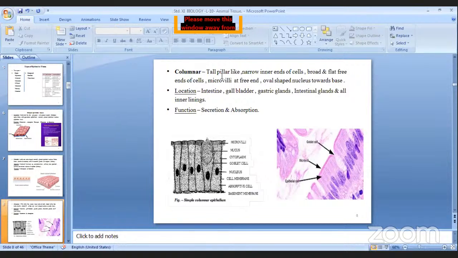Clear? Now let's see here. They are tall, pillar-like cells with narrow inner endings, then broad and flat free ends. Microvilli at free ends. See, these are the microvilli. They are finger-like projections, and their main function is to increase the surface area for absorption. Then an oval-shaped nucleus towards the base, so the nucleus is pushed towards the base. Location: intestine, gallbladder, gastric glands, intestinal glands, and all inner linings. Then the function is secretion and absorption.